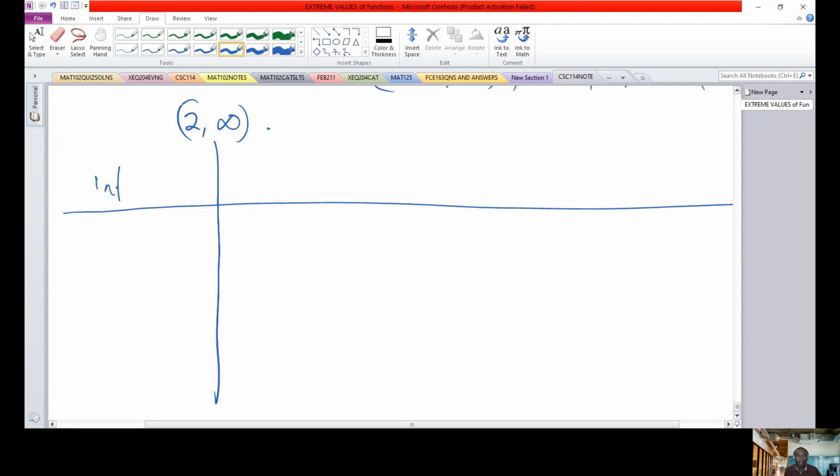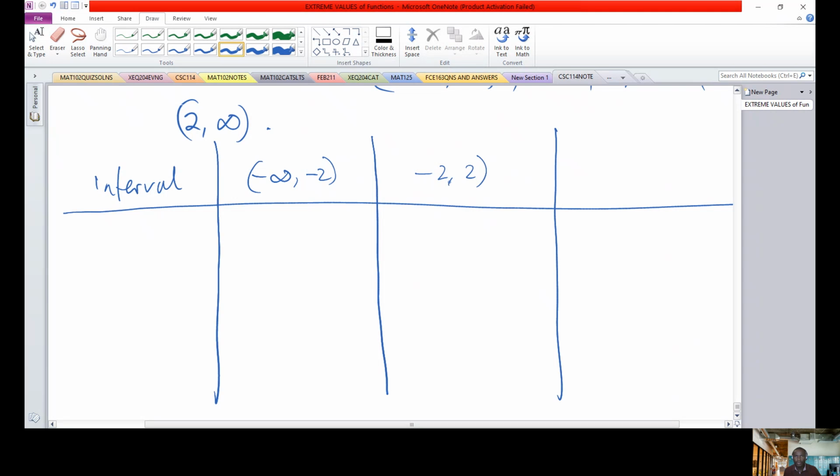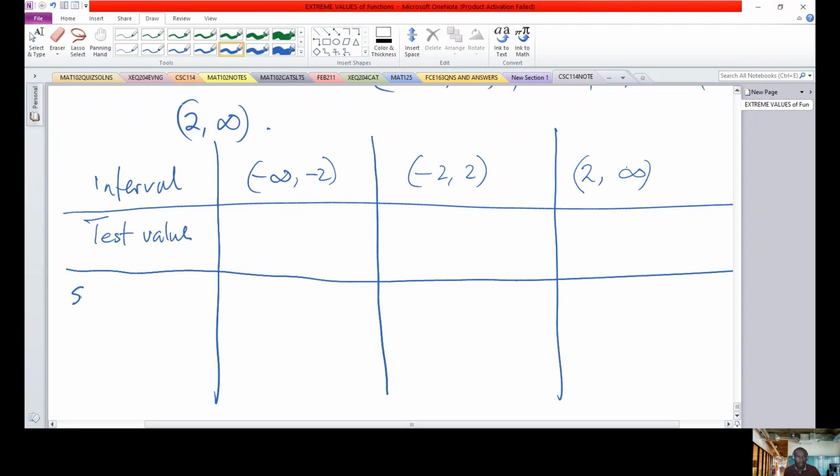So we have the interval. There are 3 of them: negative infinity to negative 2, negative 2 to 2, 2 to infinity. And then we have the test value, we have the sign of the second derivative, and then the conclusion.